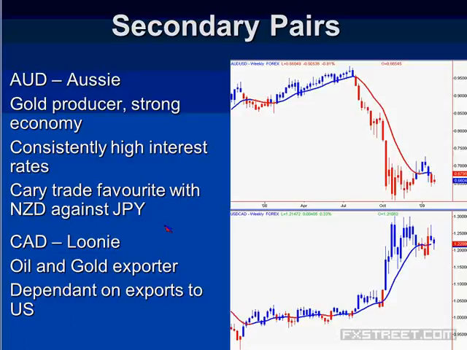So just by getting a handle on these last few slides, these last few aspects, you can start to build up a picture and create an awareness that what's going on with a commodity or a particular country is going to affect the exchange rates.